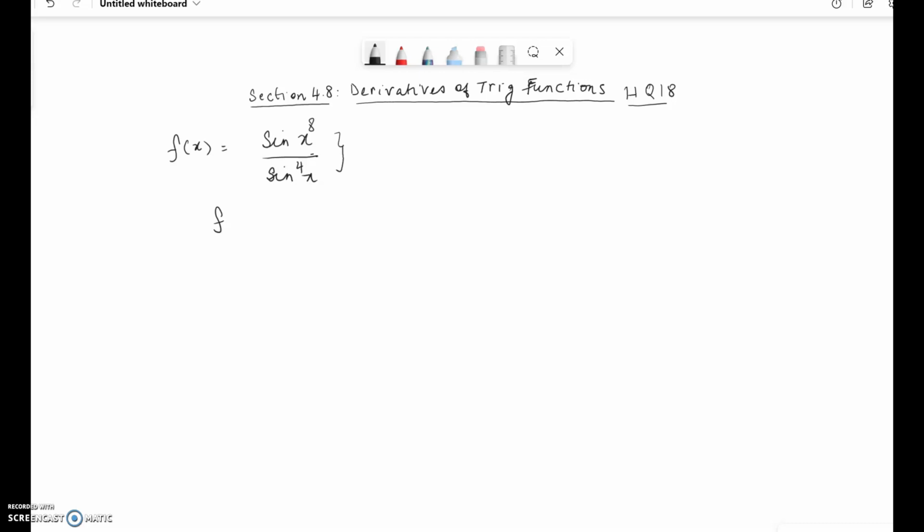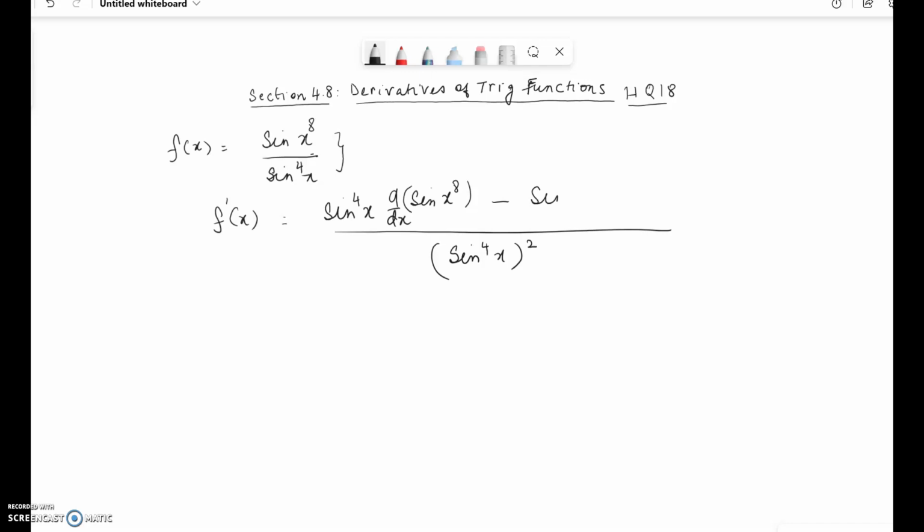We need to find the derivative of this function. Since it's a quotient, we begin with the quotient rule. Sine to the fourth x, whole to the second power squared. Sine to the fourth power x d by dx, so denominator times derivative of the numerator, minus the numerator times the derivative of the denominator.